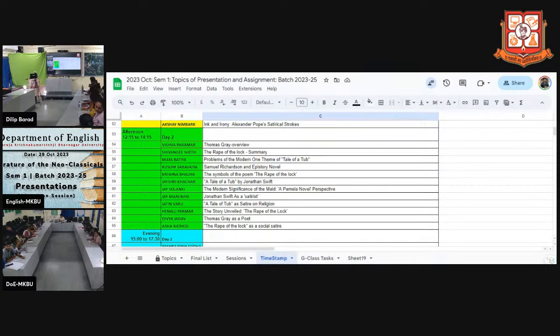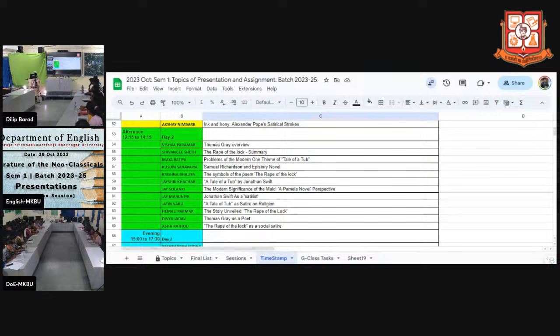Jatin will read on A Tale of a Tub. Does the full title come there or not? Jatin, then it should be there, no? Then the full title should be written there. A Tale of a Tub, you have written as Satire on Religion. Hemali, The Story Unveiled, The Rape of the Lock. Okay.